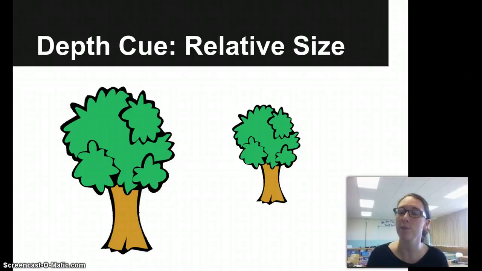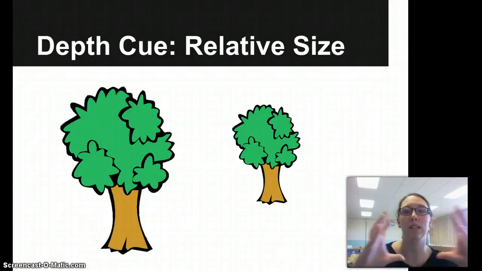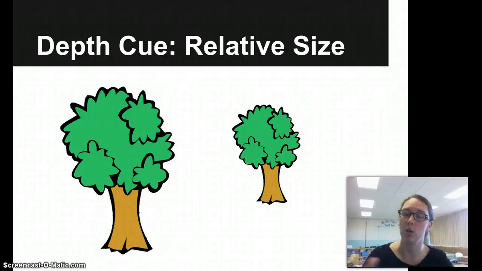Now, both relative size as well as relative height, as well as all of these other cues are going to work together. So it's really difficult to divorce one from the other. But with relative size, we're just specifically talking about how much space an object takes up on your retinal field. The more space it occupies, usually the closer it is to you.